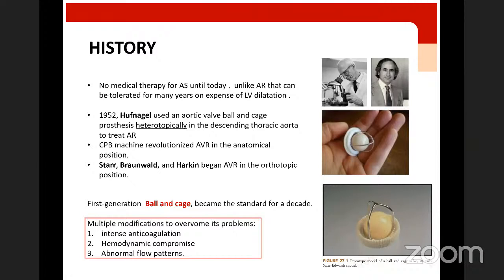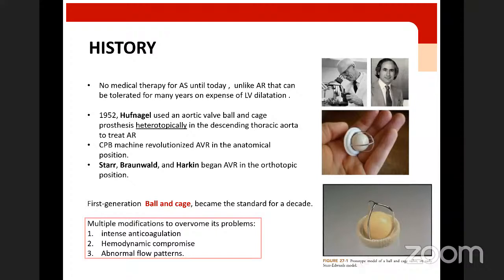Until today, there is no medical treatment that can treat aortic stenosis. It has to be surgically replaced. On the other hand, aortic insufficiency can be well tolerated by patients for many years at the expense of ventricular dilatation. After that, there is a downhill progression until it requires surgical replacement on an urgent basis.